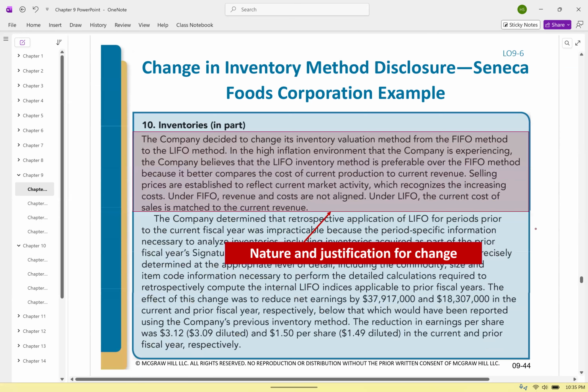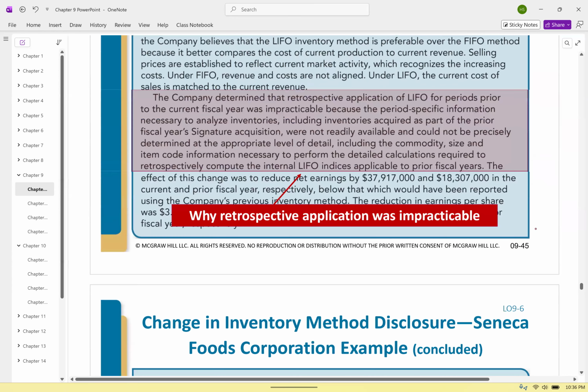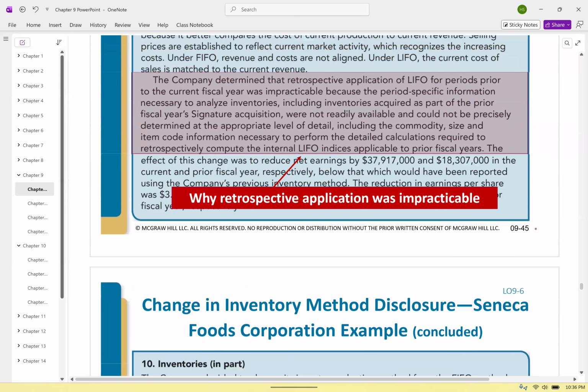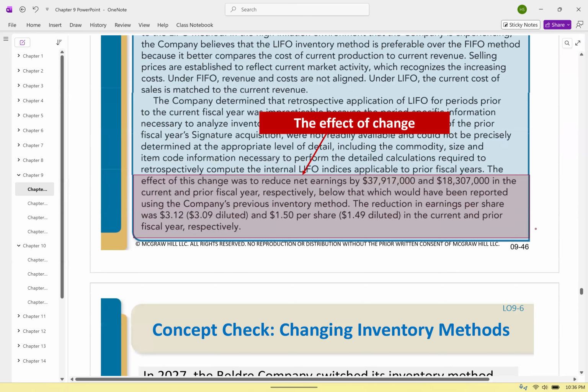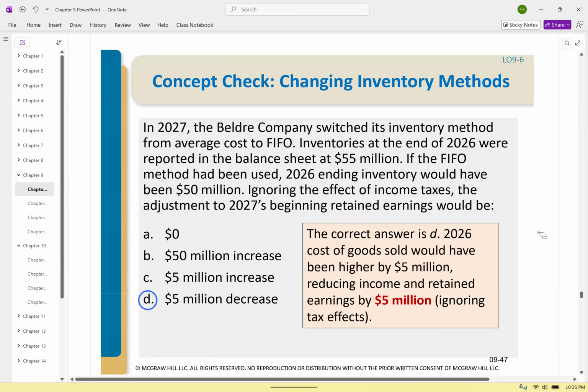Here they show you the justification for the change. Under FIFO, revenue and costs are not aligned. Under LIFO, the current cost of sales is matched to the current revenue. That is a really fancy way of saying we were going to lose a whole lot of money if we stayed with LIFO, so that's why we switched to FIFO. Just to be very honest. Why was retrospective application impractical? Because it's really hard to figure that out when you're moving to LIFO. They tell us the effect of the change. These are all disclosures. Here's another problem that y'all can work.